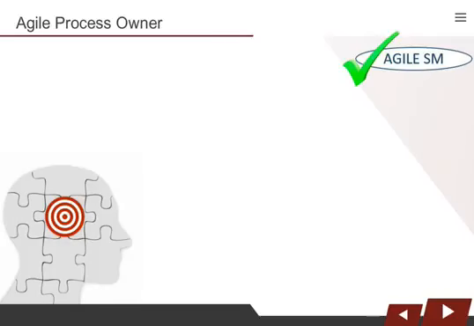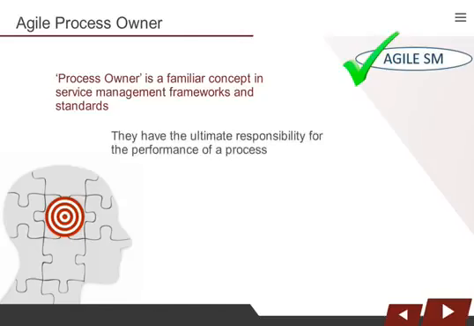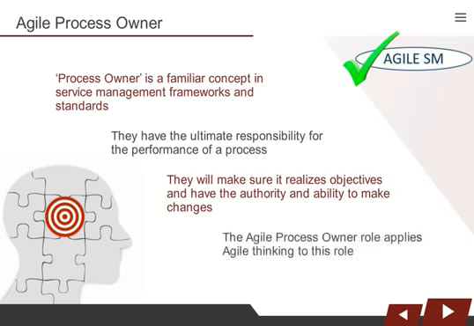Let's start with the Agile Process Owner. Process Owner is a familiar concept in service management frameworks and standards like ITIL and ISO IEC 20000. Typically, they will have the ultimate responsibility for the performance of a process. They will make sure it realizes objectives measured by key process indicators, and they will have the authority and ability to make necessary changes. The Agile Process Owner doesn't replace this role. Instead, it applies agile thinking to the role.